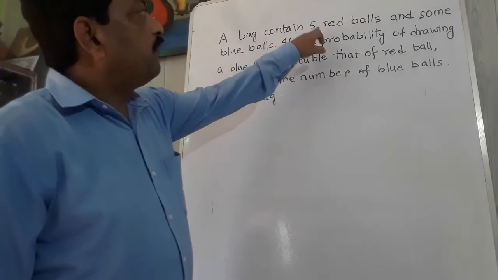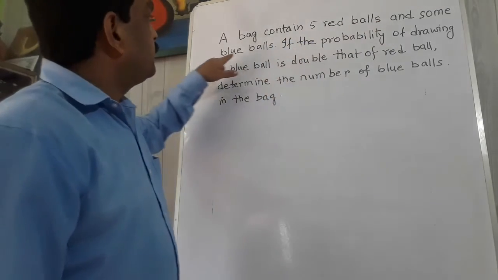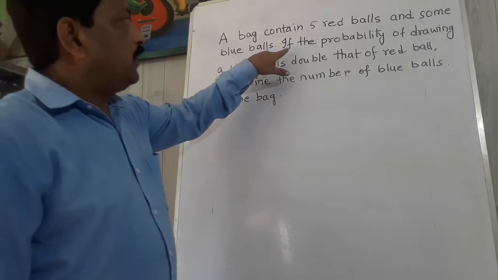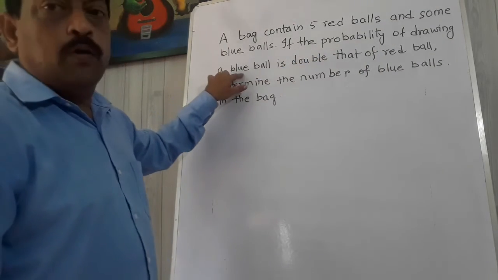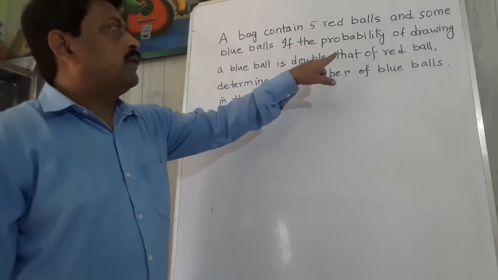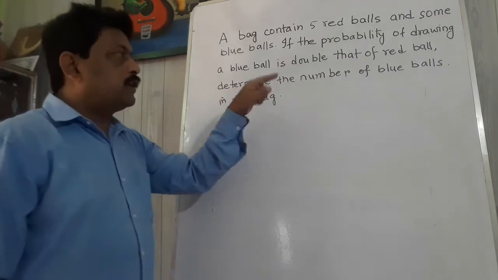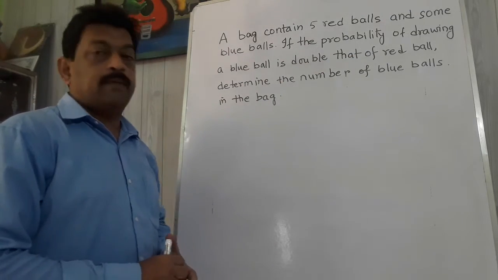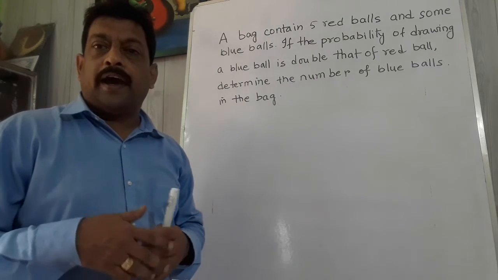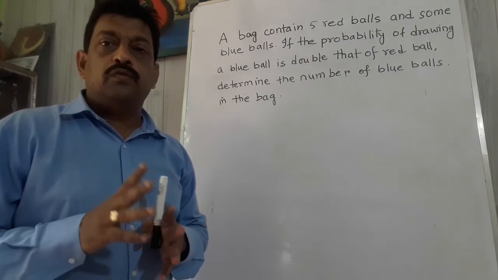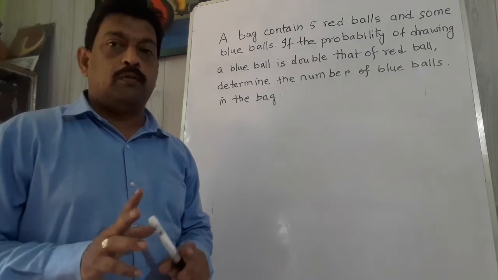A bag contains 5 red balls and some blue balls. If the probability of drawing a blue ball is double that of a red ball, determine the number of blue balls in the bag. So the bag contains 5 red balls and some blue balls. We have to find the number of blue balls.